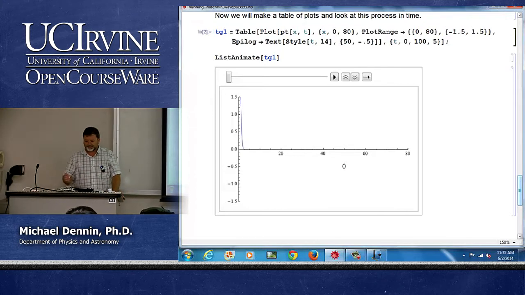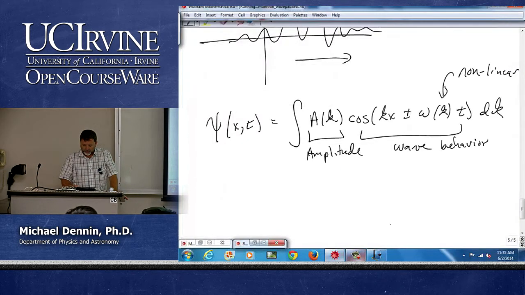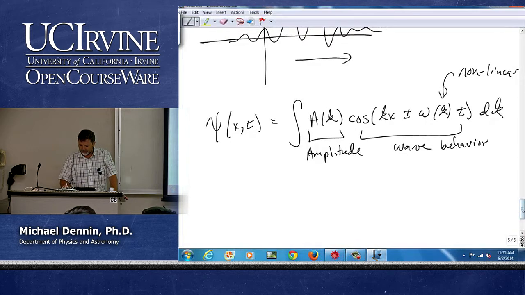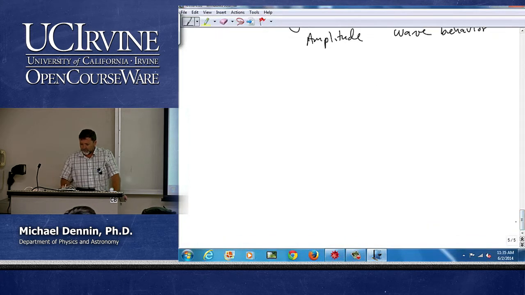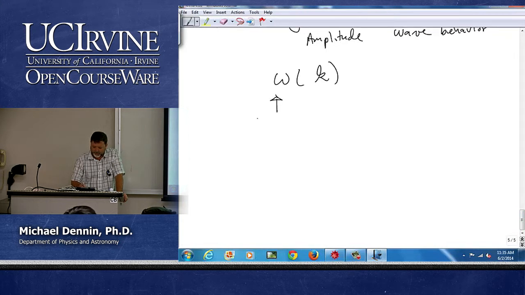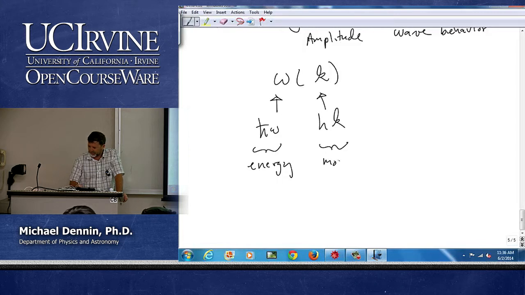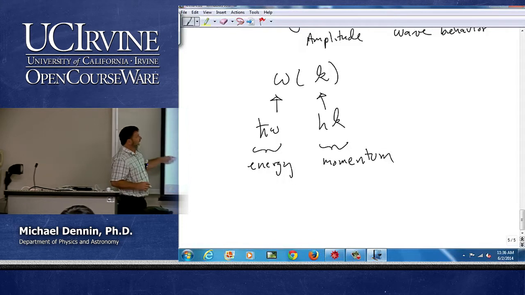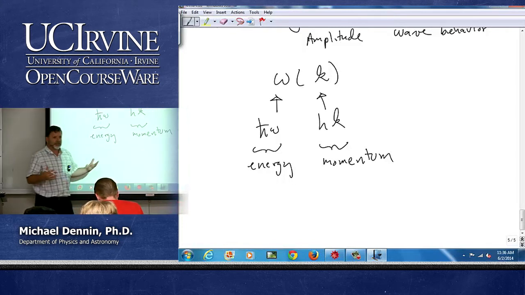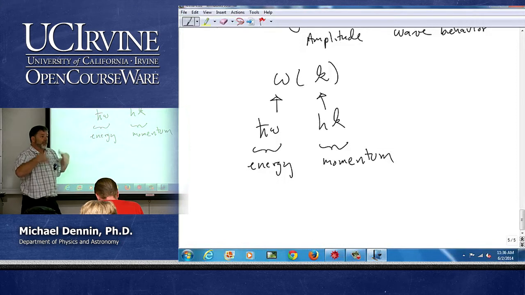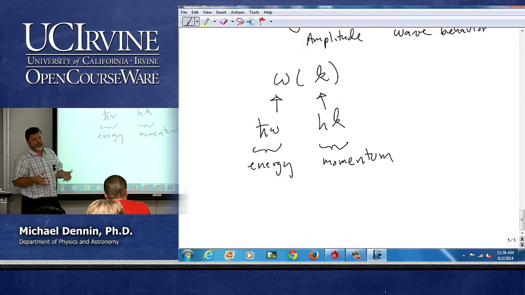Okay? Make sense? Why do we do this? The other reason we do this is, as I said, fundamentally, as we go to quantum mechanics, omega is energy, and k is momentum. So in any process where we're having an interaction between objects, if we think about it in terms of k-space, omega of k, we can get an idea of what's going on.